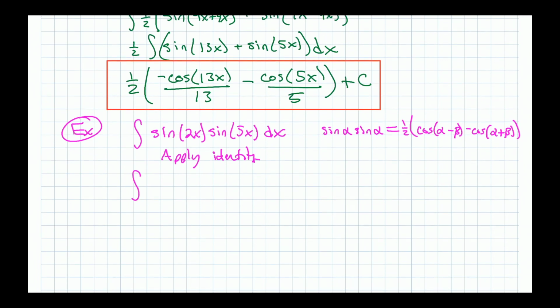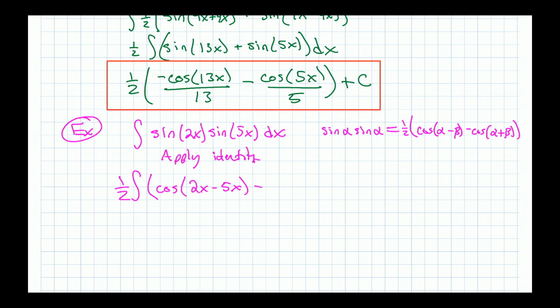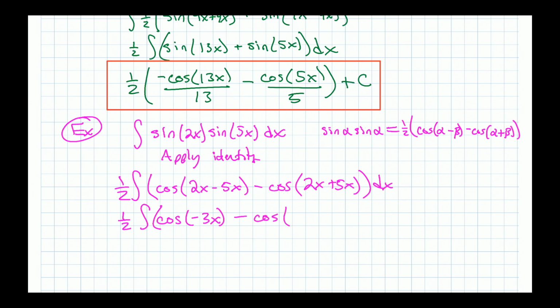So we get the integral 1/2. I'll put the 1/2 on the outside to start with. Cosine alpha minus beta. So that is cosine 2x minus 5x. I guess I'll write it again. 2x minus 5x minus cosine alpha plus beta, which is 2x plus 5x dx. So I'm just going to rewrite it. All I'm going to do is just add those. So 2x minus 5x is negative 3x. And 2x plus 5x is 7x.